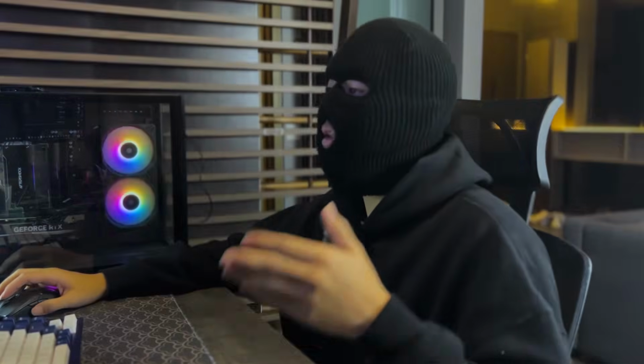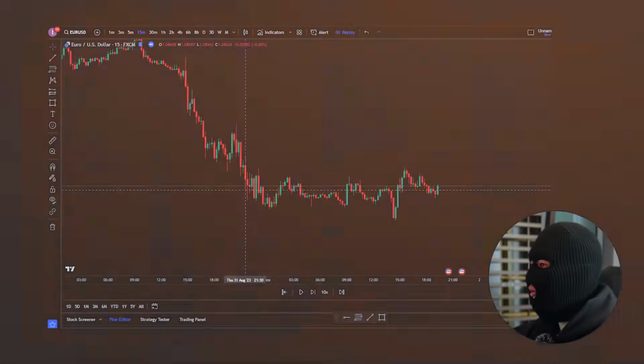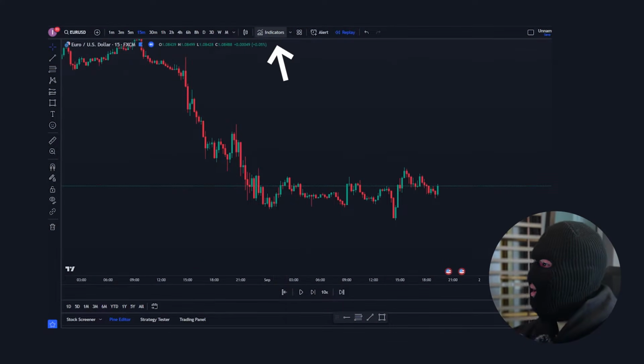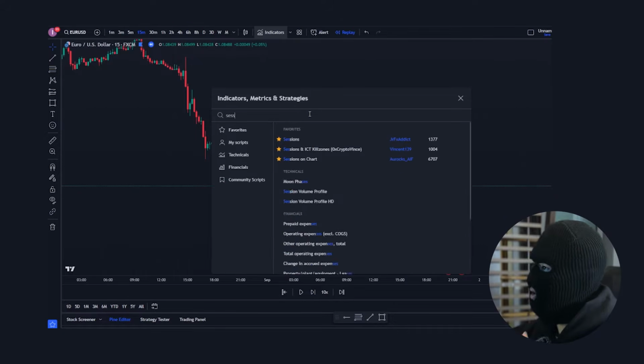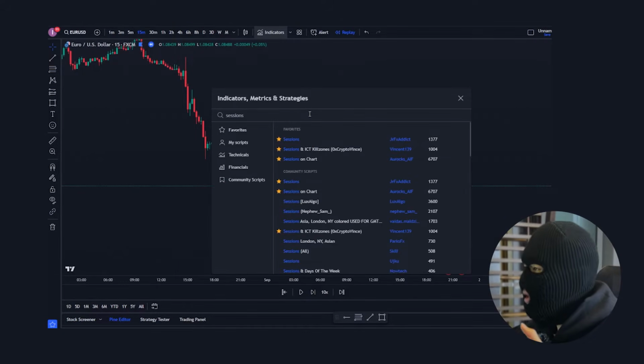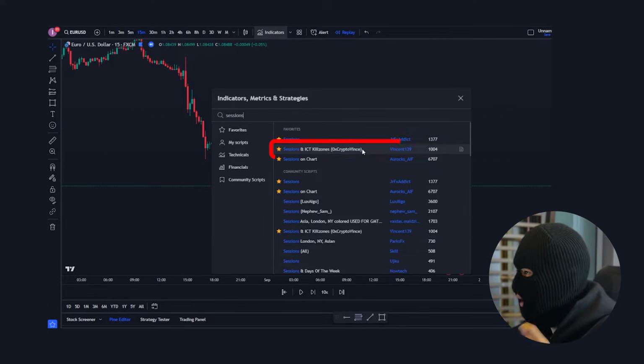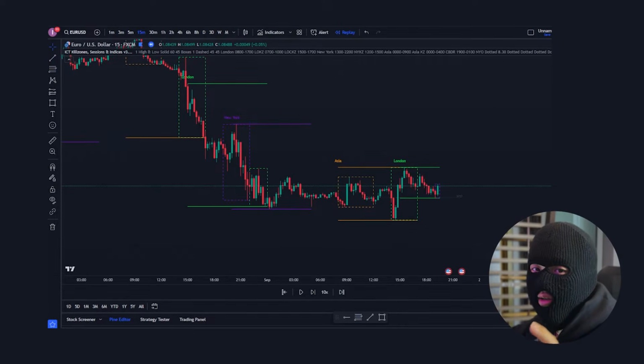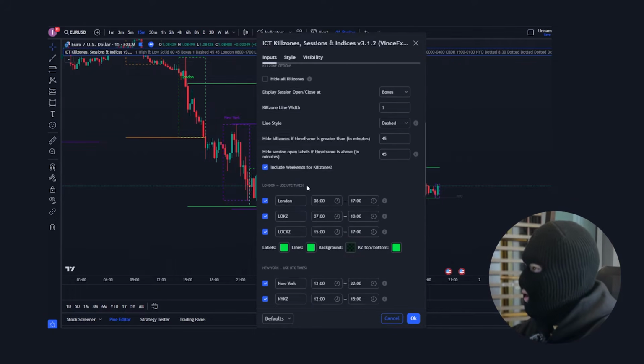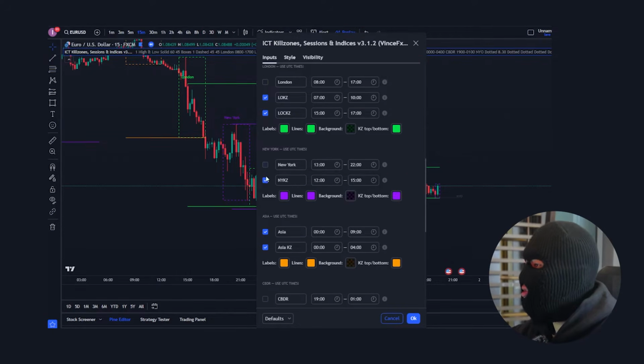So let's go through what a typical daily profile would look like. Before I begin, I'm using this indicator to make it simple and easier to visualize the ICT Killzones on the chart. The name of this indicator is the Sessions and ICT Killzones by Vincent139. So shout out to him for making it easier for all traders out there. I've gone into the settings and disabled all the sessions so that the charts don't look so messy.